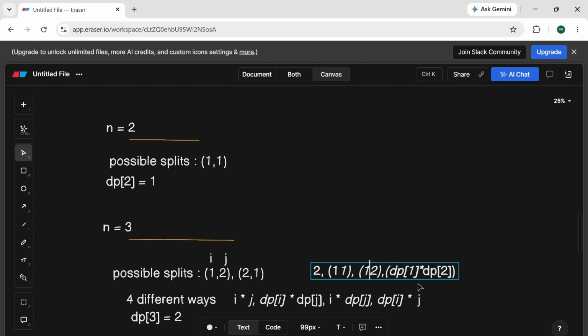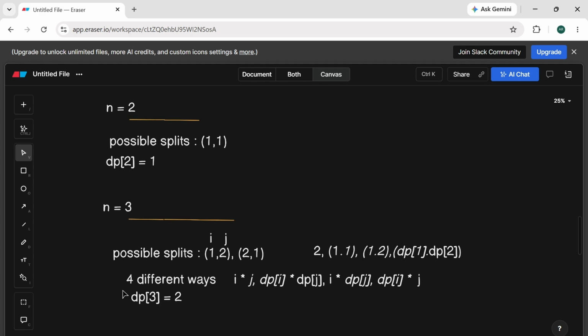So these are the different possible ways of getting the answer. This is multiplication, and over here also multiplication. So these are the different ways. Now we need to find the maximum out of these. So what is the maximum? The maximum is 2, so that is why I have written 2 over here. Again we will apply the same thing for all possible splits.